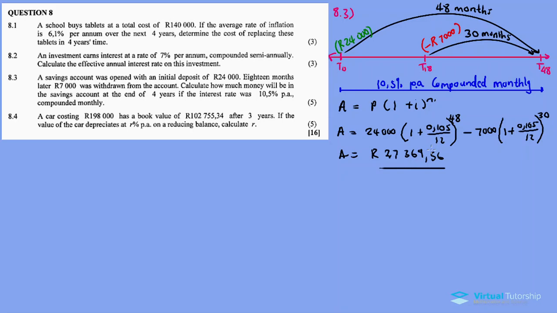8.4, a car costing 198,000 rand has a book value of 102,000. So we had depreciation on this car over a period of 3 years, right? So we went from 198,000 to 102,000 rand. If the value of the car depreciates at R% per annum on a reducing balance, calculate R. So lana sifuna ukucalculator the R, the interest rate.